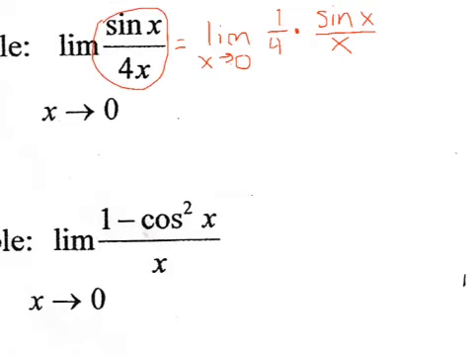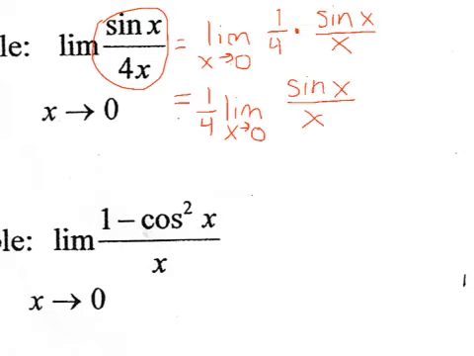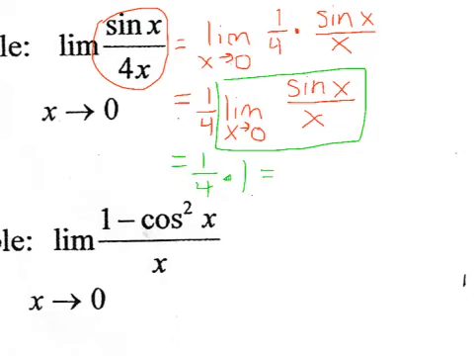And we want to rewrite it like this because what we can do now is, using our properties of limits, we can pull out a 1/4 since it's a constant. So we have 1/4 times the limit as x approaches 0 of sine x over x. And due to our theorem, we know that this portion equals 1. So now we have 1/4 times 1, which just equals 1/4.